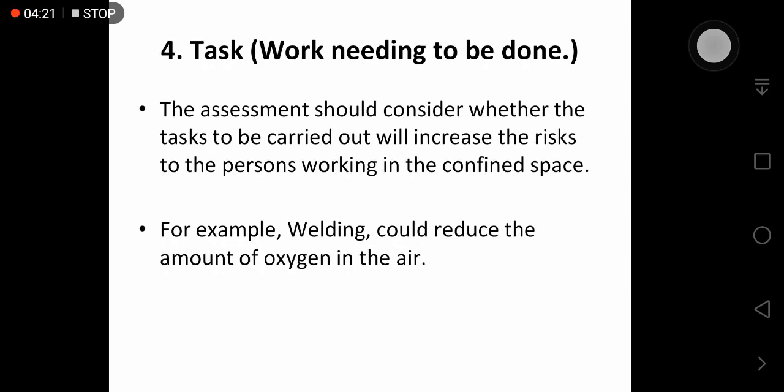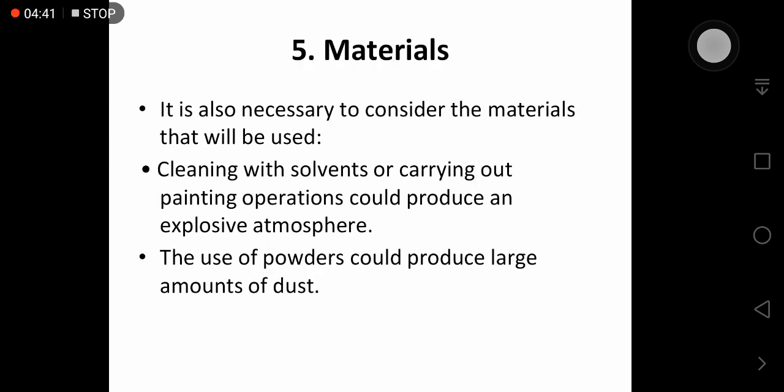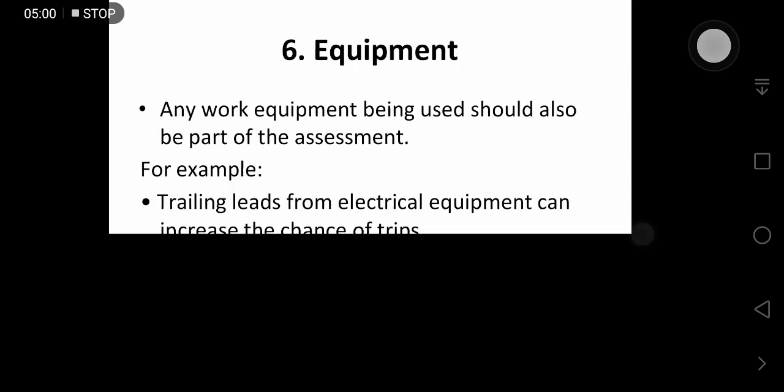The fourth thing is task, meaning the work needed to be done must be assessed. The assessment should consider whether the task to be carried out will increase the risk to persons working in confined spaces. For example, welding could reduce the amount of oxygen in air. The fifth thing is material. It is necessary to consider the materials that will be used. Cleaning with solvents or carrying out painting operations could produce an explosive atmosphere. The use of powder would produce a large amount of dust.